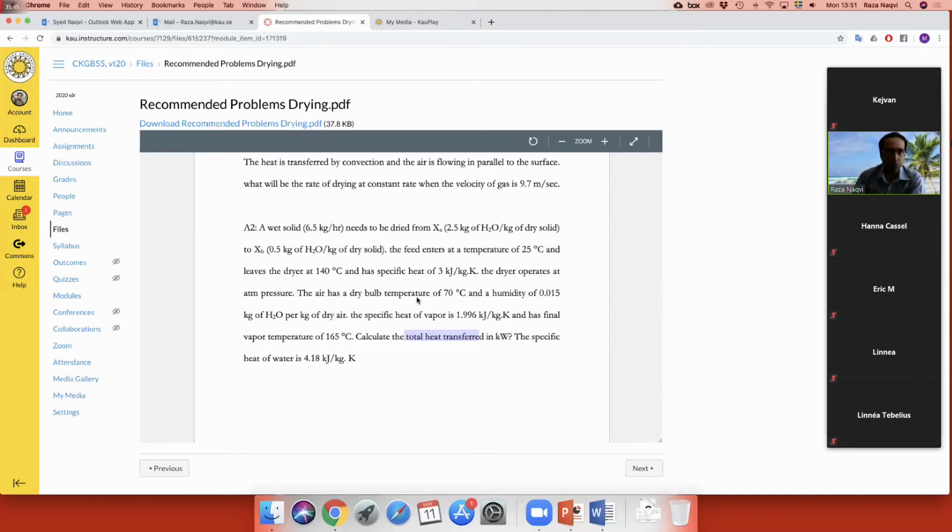I have also added their solution into the canvas, so you can try to use the equations that I have shown you in the PowerPoint. The same equations are what you are going to use to solve these problems. So I suggest that you try to solve them by yourselves, but you can also consult the solution that I've already included in the canvas.